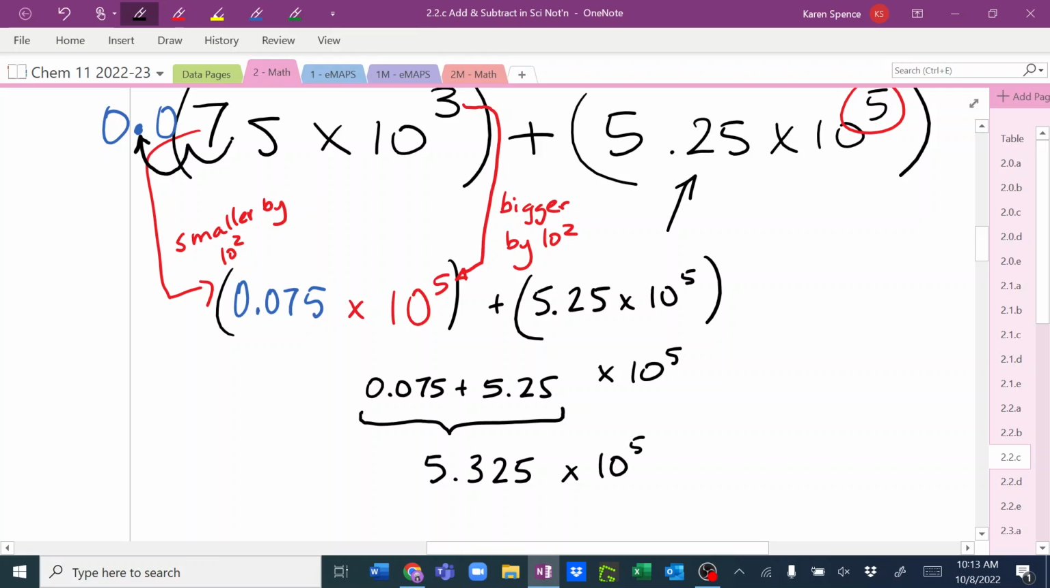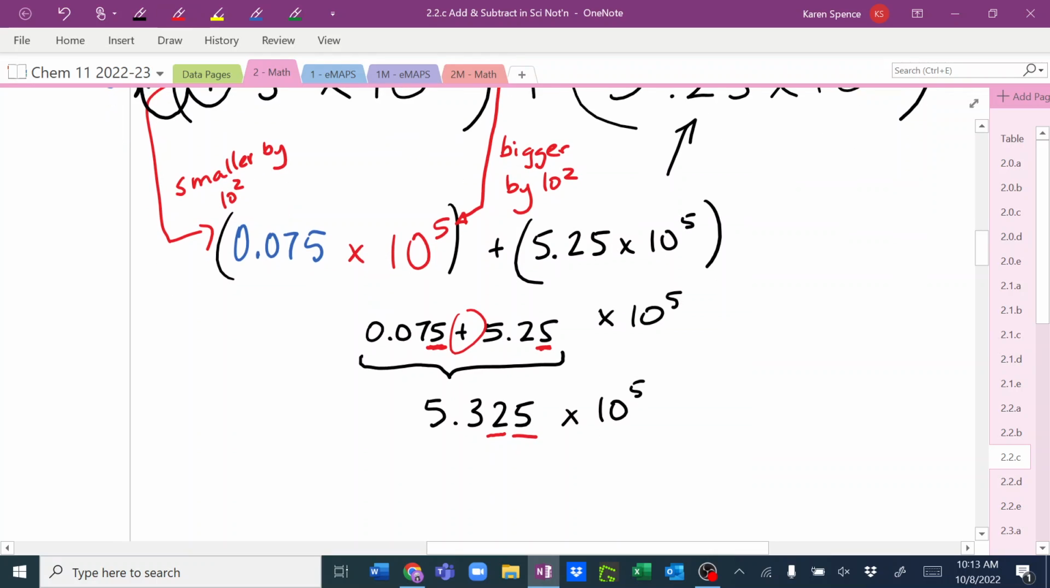We're not done yet because we need to make sure we have our correct sig figs. So there are uncertain digits. Remember, we're adding, so we're going to the first uncertain digit. We have one in the thousandths and in the hundredths. And so we're going to round to the hundredths position. So we look to the right, that's a 5. So this number is now going to become 5.33 times 10 to the 5, and we are all done.